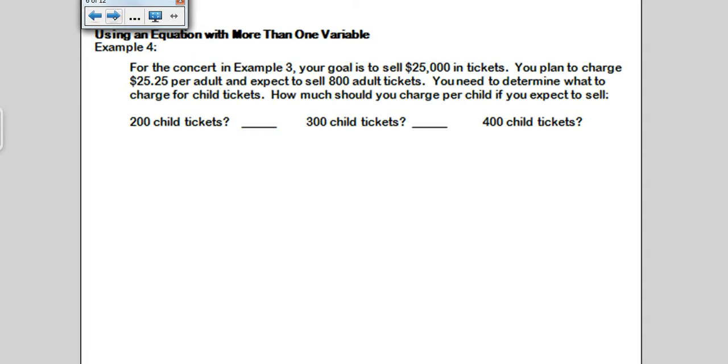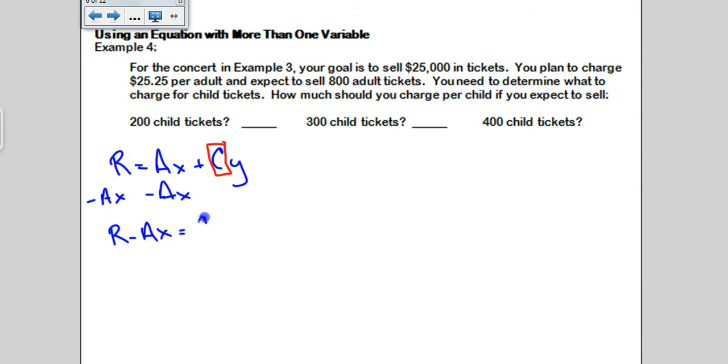So the first thing I want to do is look at my equation, R equals AX plus CY, and the whole thing that I don't know is how much I'm going to charge for each children's ticket. Well, remember, that was the variable C. So what I would like you to do now is isolate this equation for the C. So get C by itself. So first thing I'm going to have you do is subtract this AX over to the other side. So I end up with R minus AX equals CY.